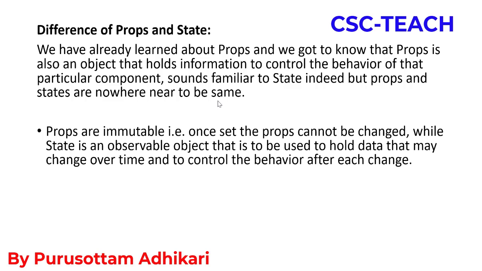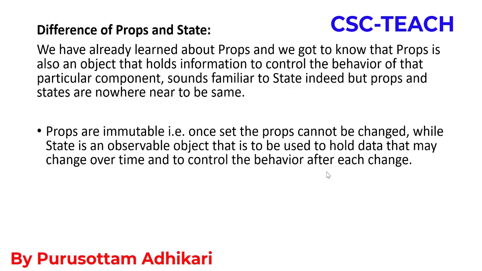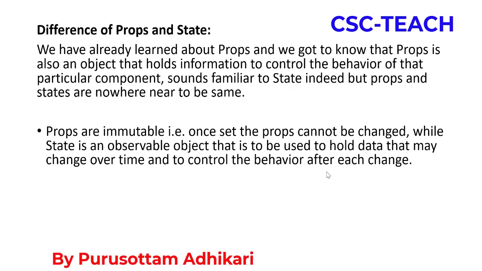Props are immutable, which means once set, props cannot be changed. If you create a prop, then you can't change it. While state is an observable object that is used to hold data that may change over time and to control the behavior after each change. Props are immutable, but states are mutable. That is the main difference.